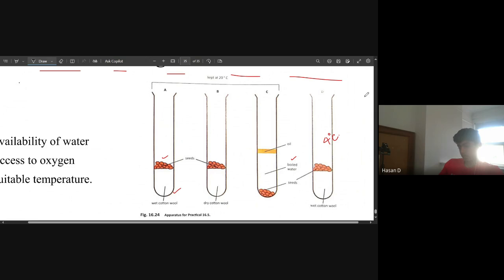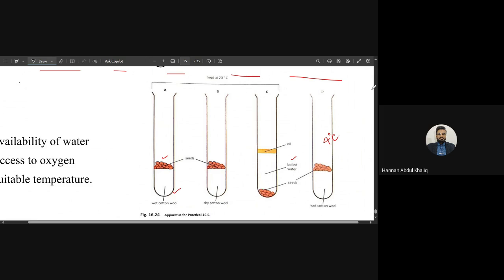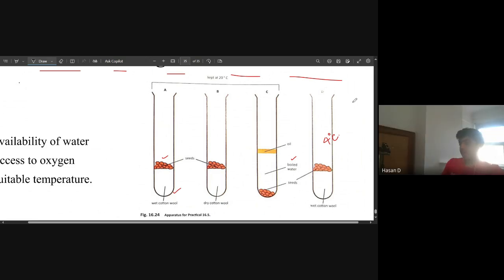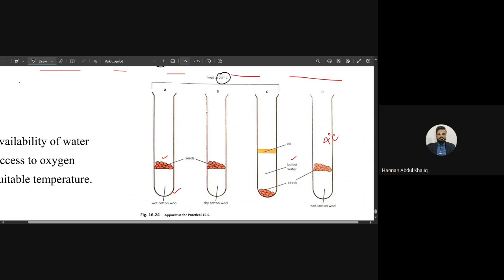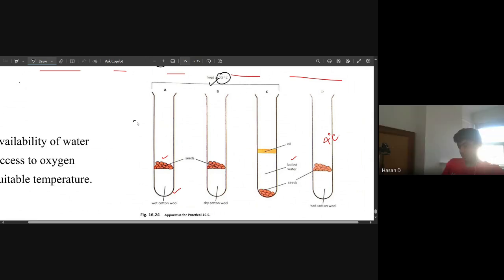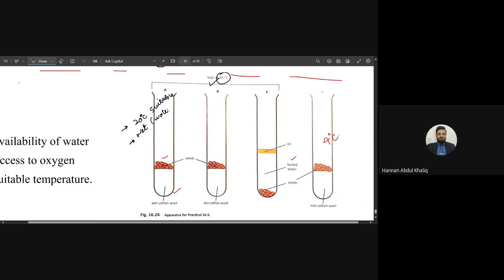The A. What's your logic behind it? Because 20 degrees is near room temperature, so that's optimal for growth. There's wet cotton wool, so there's water available, and oxygen is also available. Yeah. So your answer I should mark, I would circle the A.